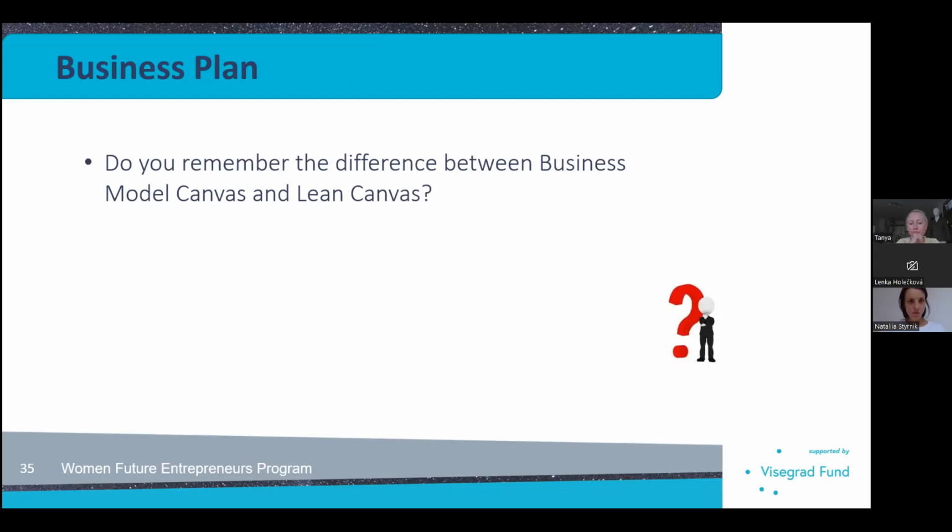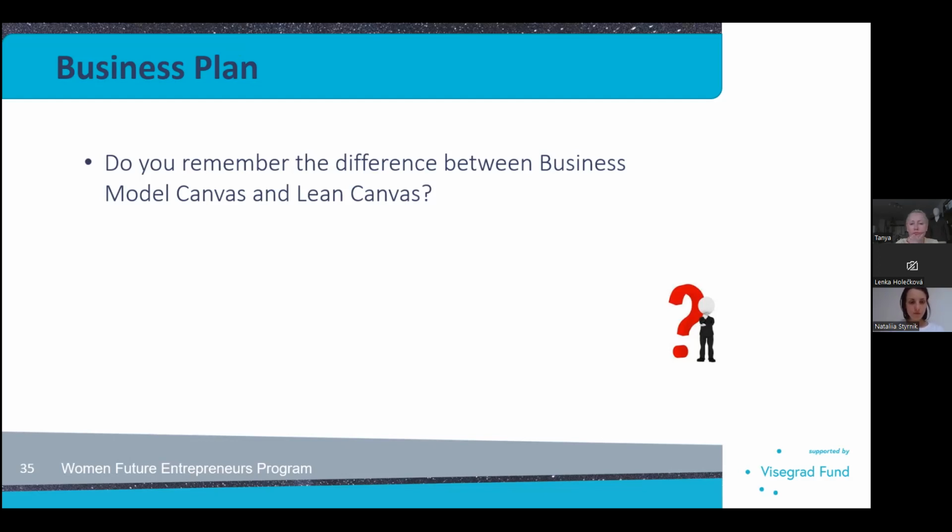And my following question is, do you remember the difference between business model canvas and lean canvas? Is there any difference in your opinion? Because you can choose also the form of business model canvas and lean canvas for the purpose of our presentation. So is there anyone who knows lean canvas or business model canvas?